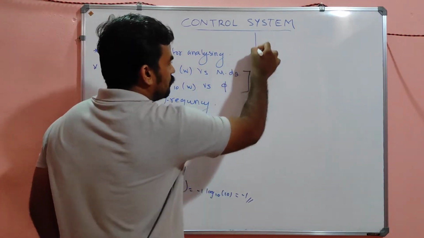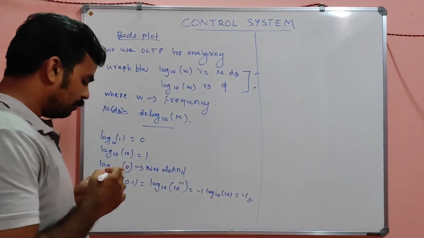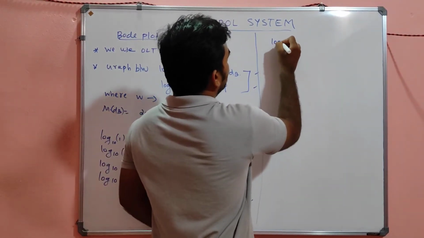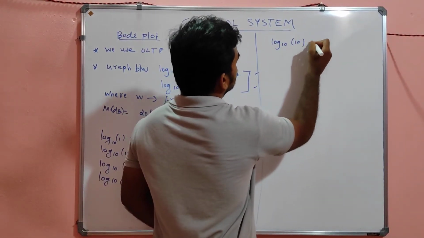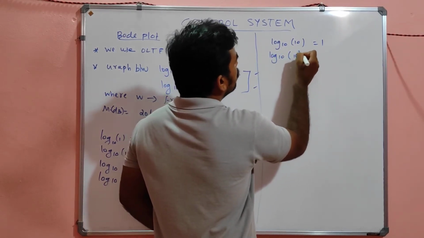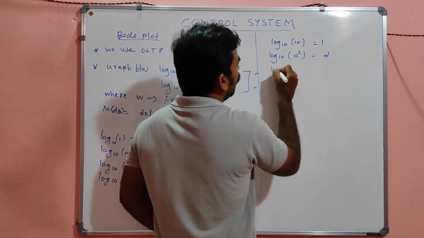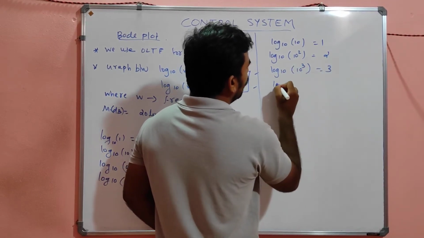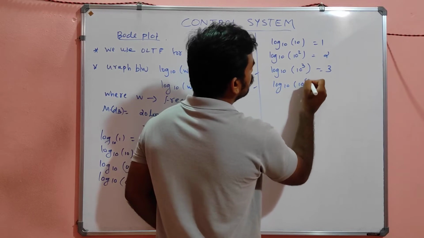And you have to note one more thing. What is log 10 to the base 10? 1. Log 10 to the base 10 squared is 2. Log 10 to the base 10 cubed is 3. Log 10 to the base 10 raised to 4 is 4.